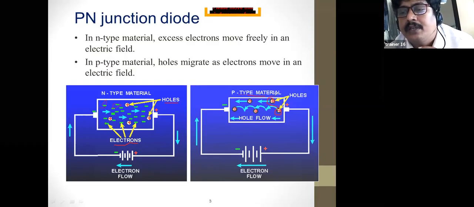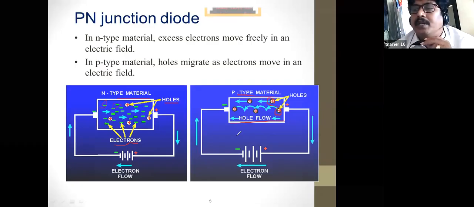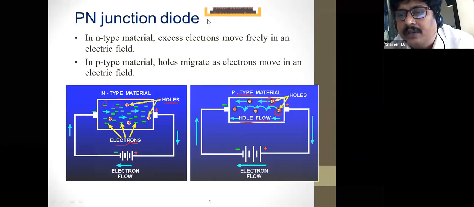In the n-type material, electrons move freely, whereas in the case of the p-type material, holes flow. That means here this is the holes flow, right? Holes flow in the opposite direction of the electrons flow. This is the holes flow in this direction, whereas the electrons flow in this direction. That means here the majority carriers are holes in the p-type semiconductor. These are all things you studied in intermediate, right?